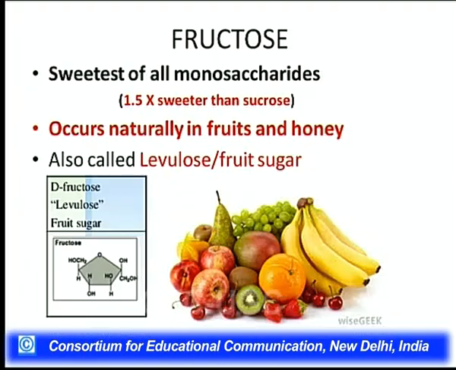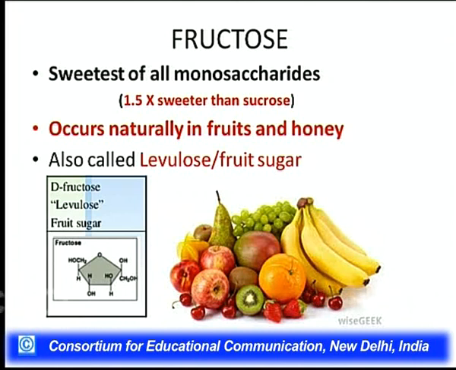We left at the structures of glucose, and we found that glucose is the most important monosaccharide which gives us instant usable energy. Another important monosaccharide is fructose. Please remember, fructose is the sweetest of all monosaccharides. It is 1.5 times sweeter than sucrose. It occurs naturally in fruits and honey, and it is also known as levulose or fruit sugar.